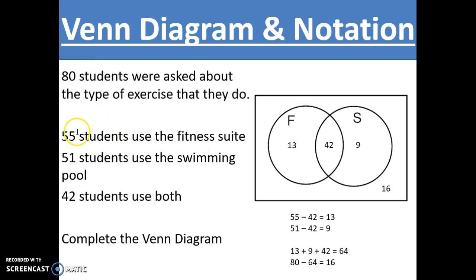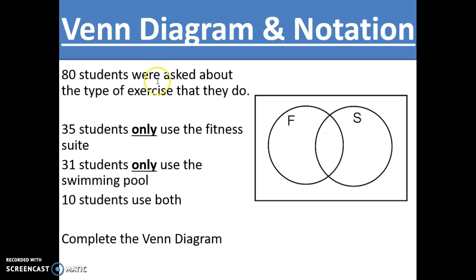In this case, the 55 students that use the fitness suite, it's going to be here. 55 take away 42, we get 13, because we always start off in the middle. Students that use both, 42. And then if we combine it with 13, we get 55. And by the same idea, the 51 that use the swimming pool, we take 51, take away 42, we get 9. And if we combine 13, 42, and 9 together, we get 64. So 80 take away 64, we get 16 on the outside.